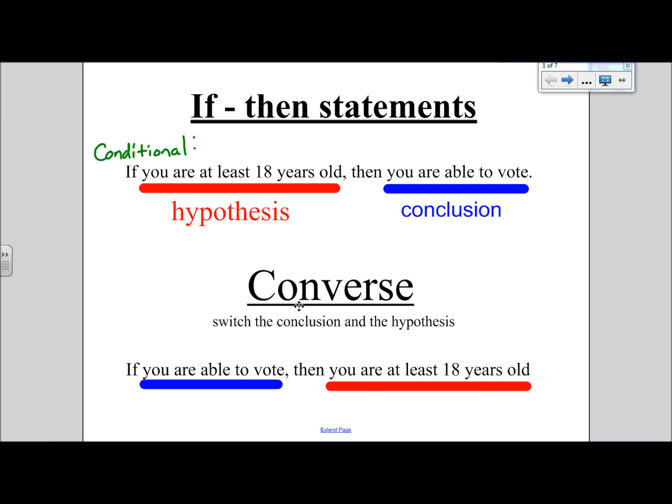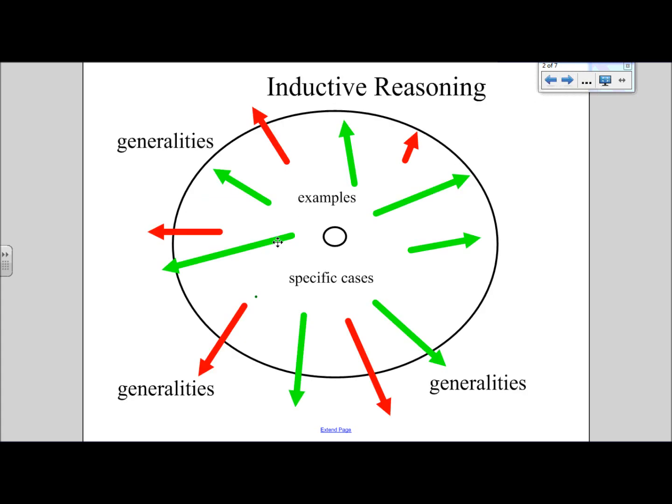Then we talk about its converse, where what we actually do is flip the conclusion and the hypothesis. So if you're able to vote, then you're at least 18 years old. And actually, this converse is a true statement, because if you're able to vote, you went through all the stuff that you were a U.S. citizen and all that kind of stuff, that we can actually conclude that you are at least 18 years old. So you can stop the video if you need to, take your time to write down these notes of a conditional and a converse.